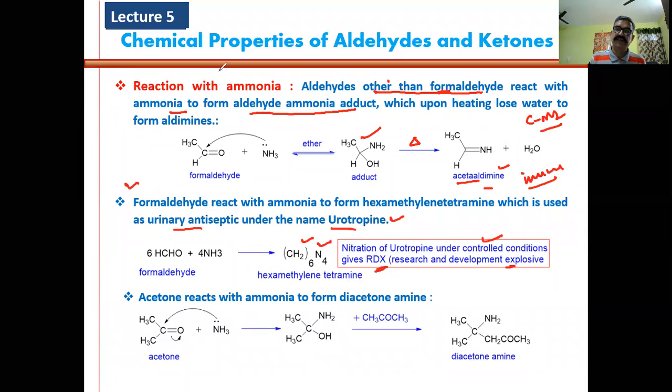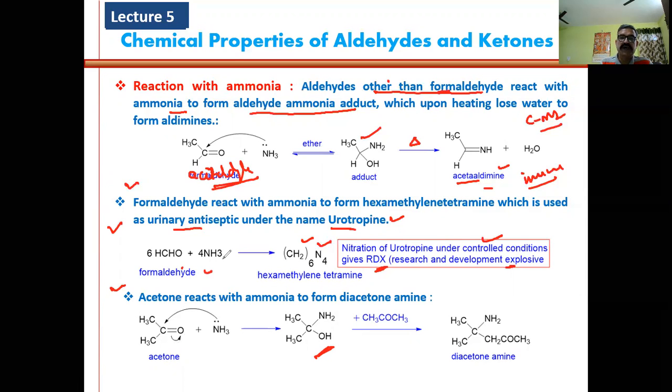In summary, one is aldehyde other than formaldehyde. Formaldehyde reacts to form hexamethylene tetramine. And acetone reacts with ammonia to form a first addition product. There is a mistake in the name here. We will correct it. Acetaldehyde. We have written aldehydes other than formaldehyde, so it is acetaldehyde. Acetaldehyde is other than formaldehyde.